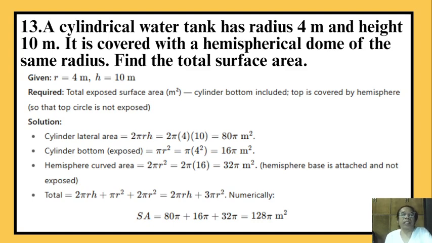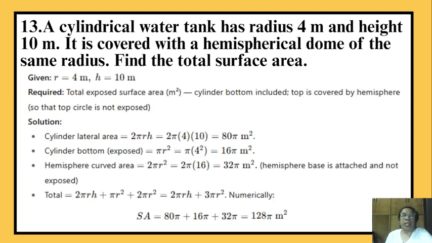Number 13. A cylindrical water tank has radius 4 meters and height 10 meters. It is covered with a hemispherical dome of the same radius. Find the total surface area. So we're given the radius 4 meters, and then the height 10 meters. So we require the total surface area. Cylinder bottom included, top is covered by the hemisphere, so the top circle is not exposed and is not included.